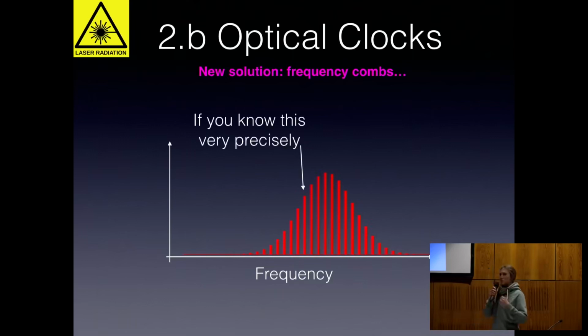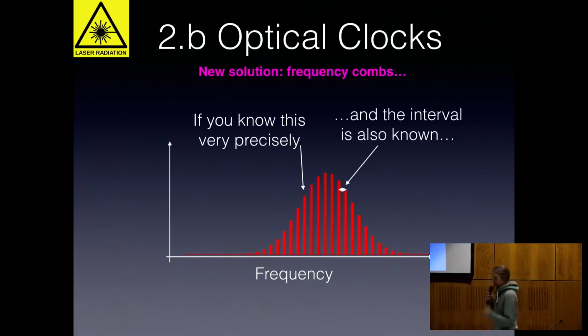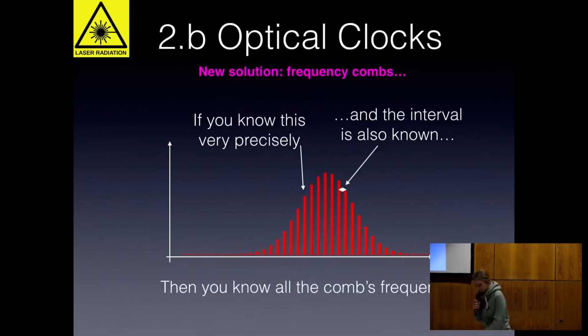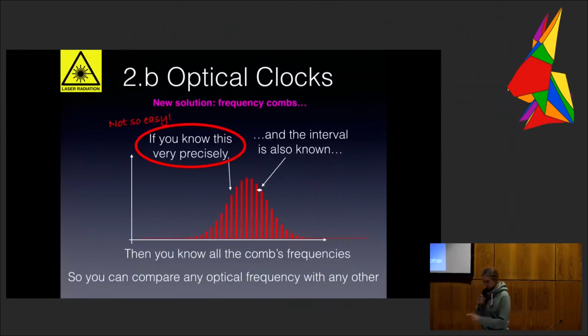So in principle, if you knew one of the teeth extremely precisely, and you know the interval, and the interval between the teeth is actually not so difficult to know, then you know all your comb, and then you can compare all frequencies with one another. So that would be great. But it turns out that knowing exactly the frequency of one tooth is extremely difficult.